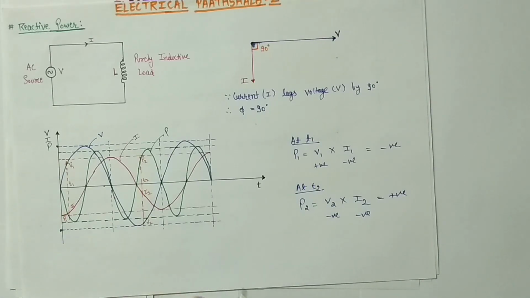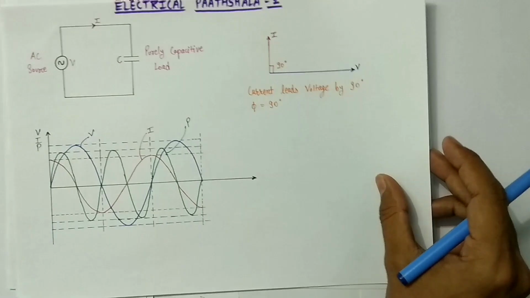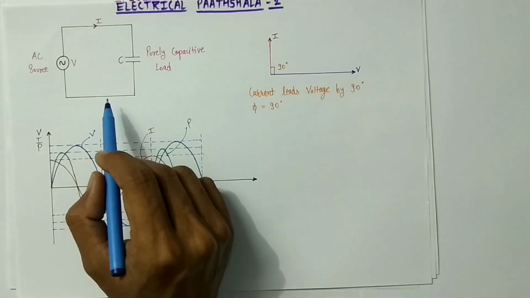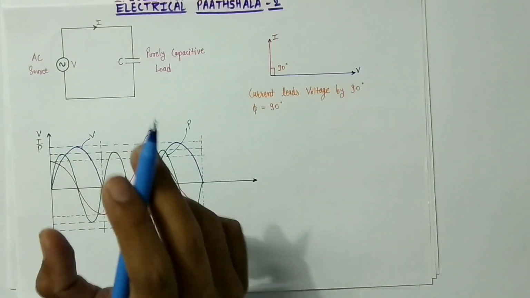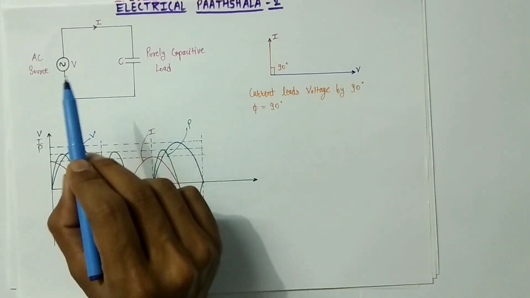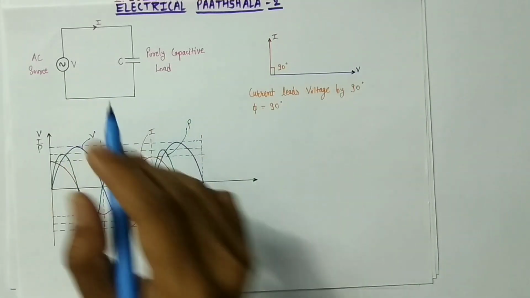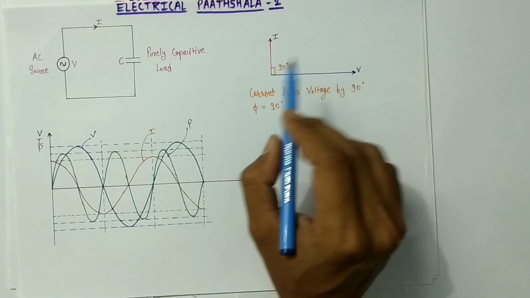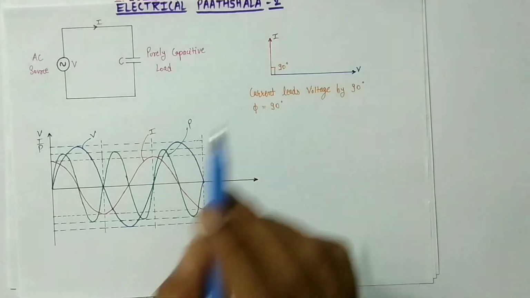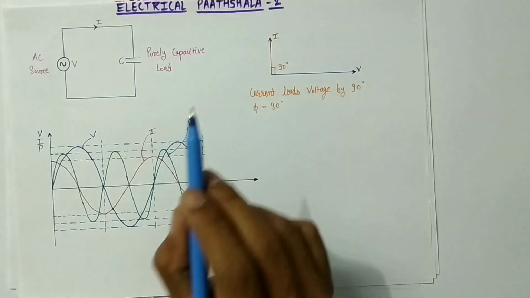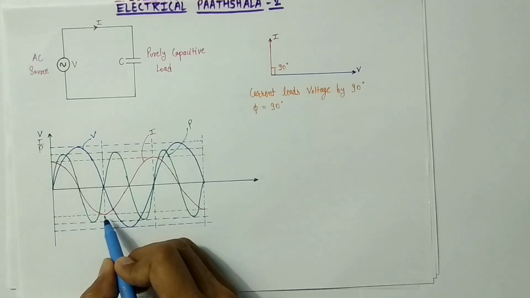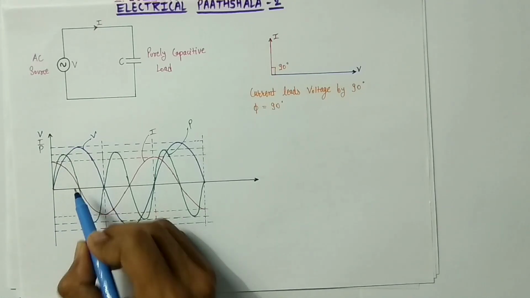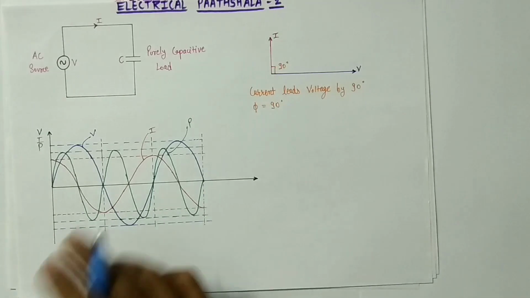So now let's see what happens in the case of a purely capacitive load. So this is the circuit diagram of a purely capacitive load, and in case of purely capacitive load, the load current leads the supply voltage by 90 degrees, as you can see in this phasor diagram. What does this mean? It means that the current waveform will reach its positive peak, negative peak, and cross its zero value 90 degrees before the voltage waveform.